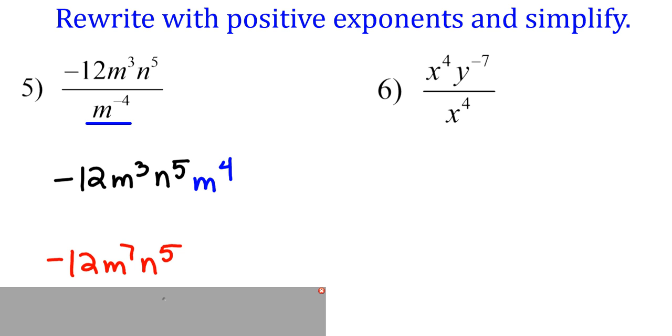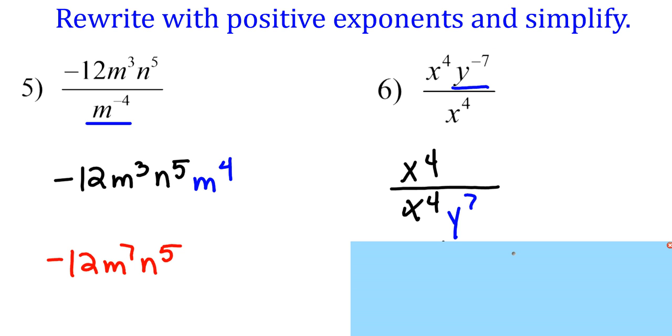Then for number 6, we have x to the 4th, y to the negative 7th, divided by x to the 4th. And our eyes should be drawn here. We can see that y is being raised to the power of negative 7, so it doesn't belong in the numerator, it belongs in the denominator. So if we rewrite it where it belongs, now we've got x to the 4th divided by x to the 4th, y to the 7th.